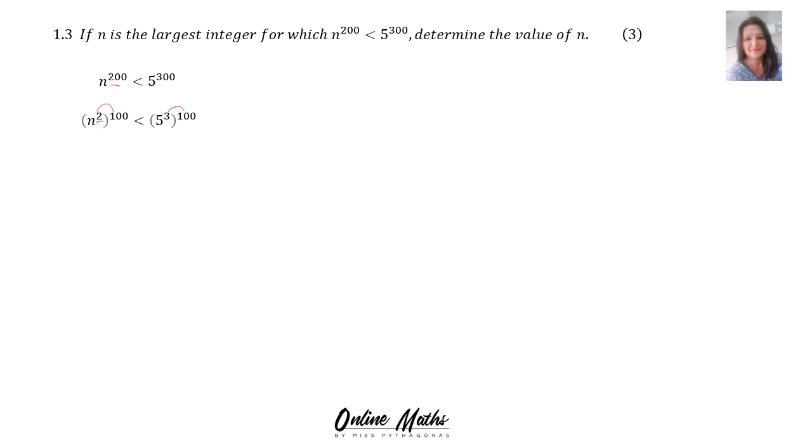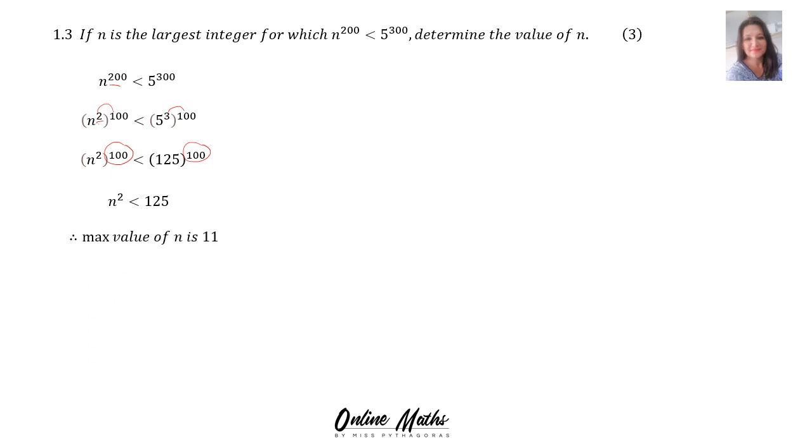And then on the right, 5 to the 3 is 125. And then this one is n squared to the power of 100, and that one is 125 to the power of 100. And then the hundreds fall away because both of them have that same power. And you end with n squared is smaller than 125.